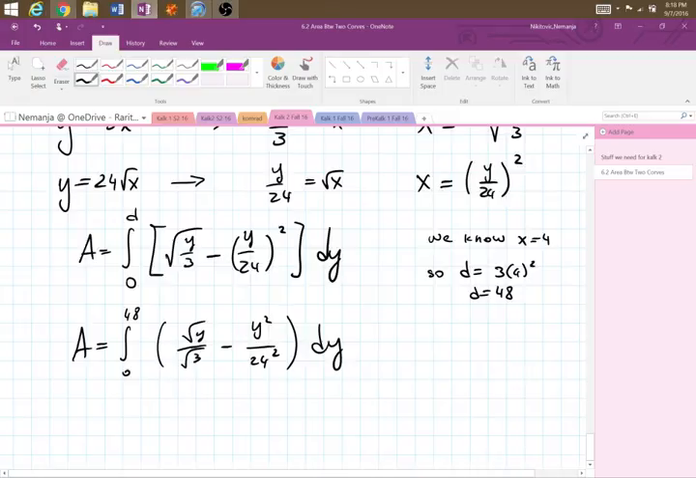So what is the integral? We have 1 over root 3. We copy that. Integral of square root of y is going to be y to the 3 halves divided by 3 halves minus 1 over 24 squared times y cubed over 3 from 0 to 48.